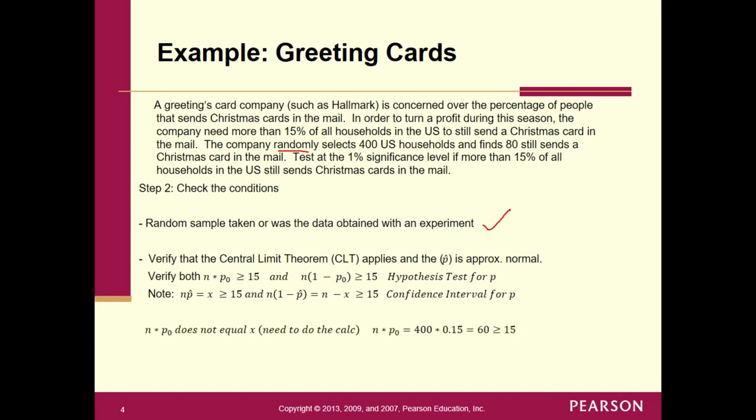I'm going to keep on reminding you as we go through these problems. All right. And so we've got to do the calculation. We've got to do n times p sub 0. That's 400, I believe, times our 0.15. That's 60. That's greater than or equal to 15.